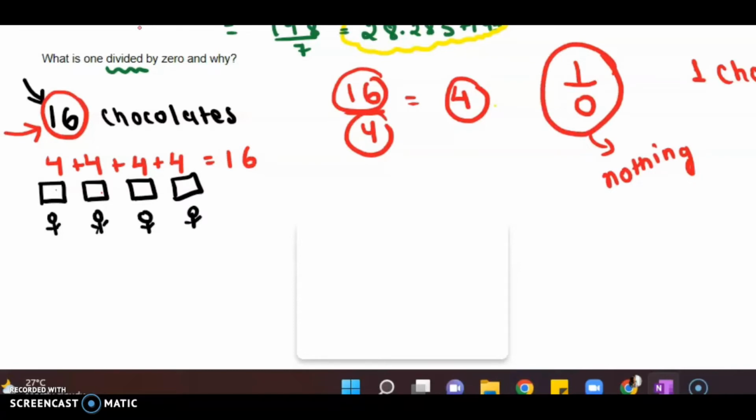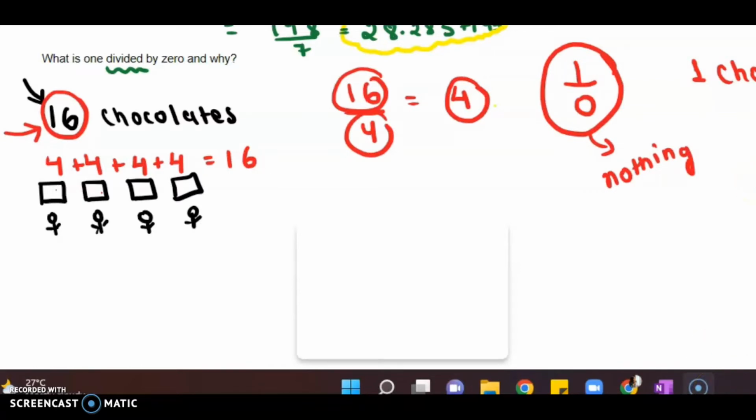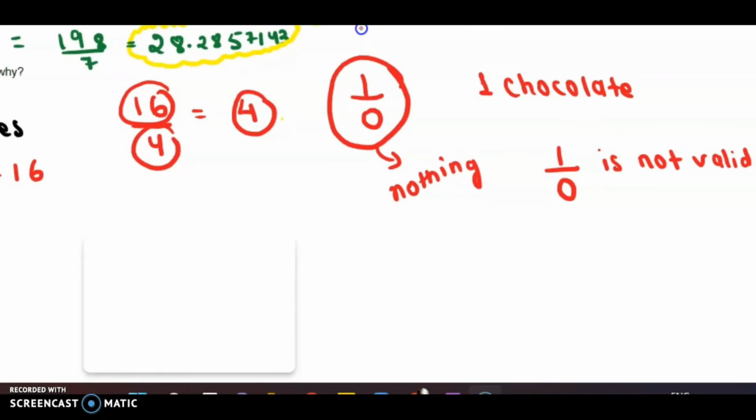So this expression is not possible, and that is why we say that 1 upon 0 is not valid. Oh, just a second. I think the screen was not visible. Give me a moment. Yes, I hope it is visible now. So 1 upon 0 means we have to distribute 1 chocolate to 0 kids, and this is not possible. That is why this expression 1 upon 0 is not valid.